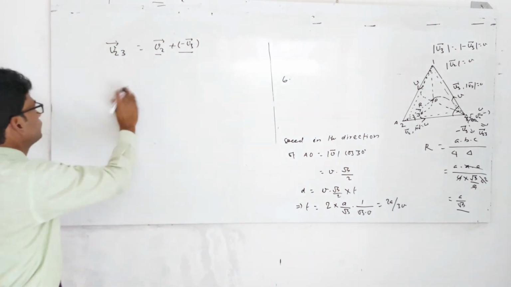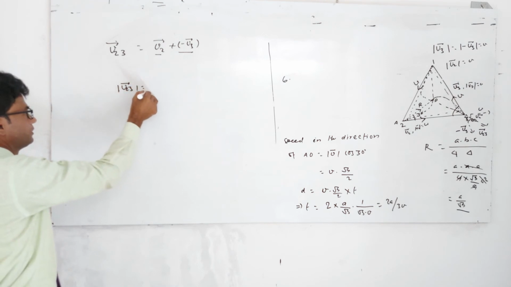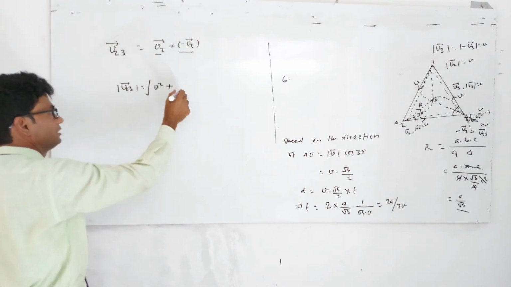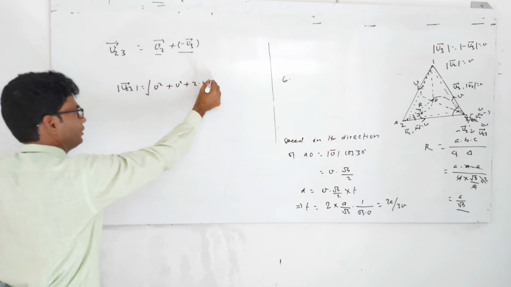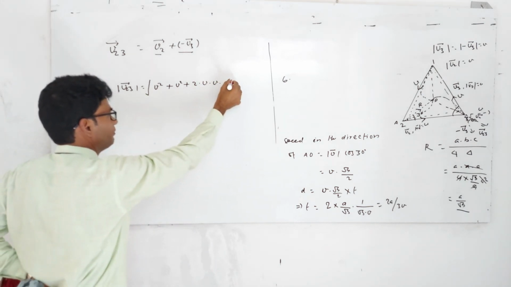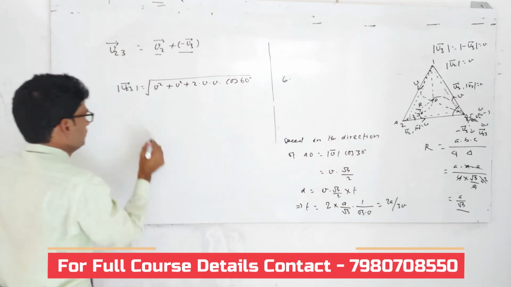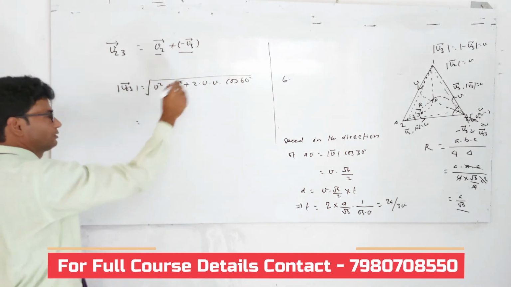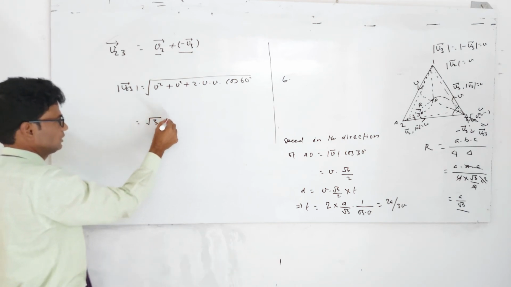So we want to find the magnitude. This is the square root of the magnitude of V2, which is V square, plus the magnitude of minus V3, which is also V square, plus twice V times V, and the cosine of the angle between them, 60 degrees. So we have to calculate it, so do it quickly. It comes out to be root 3 into V.